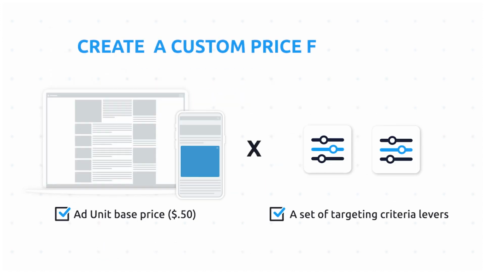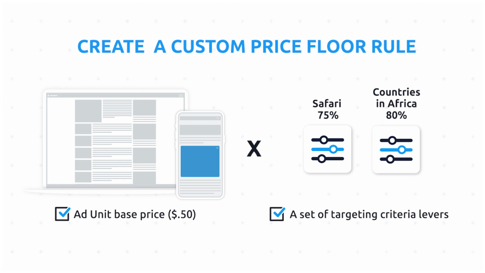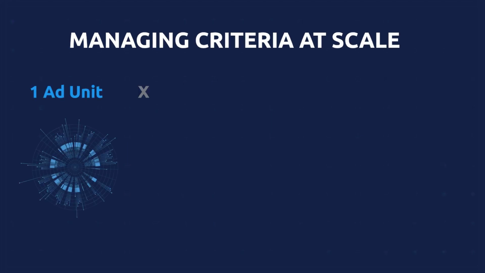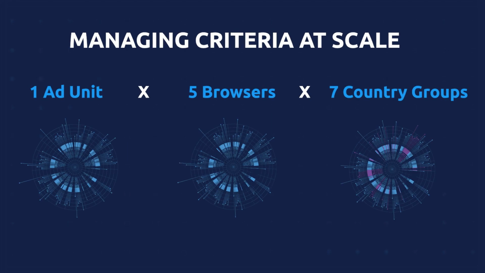Now, to create a custom price rule for ad unit A being shown on a Safari browser in a country in Africa, we'd simply multiply the correct items to get our custom price floor rule. This leaves us with 50 cents times 75% times 80%, resulting in a 30-cent price floor rule for this specific combination of circumstances. Now, if we are managing this in spreadsheet form, we can also easily build custom price rules for 35 different combinations of all of these factors by simply multiplying out all the different combinations.